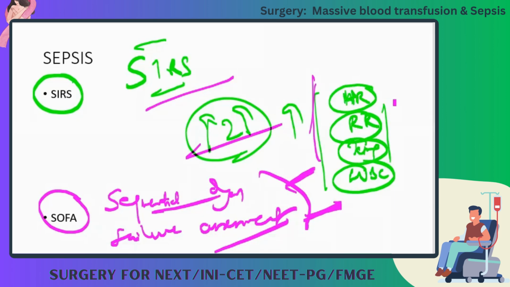And there is a score for sepsis, that is known as the SOFA score, sequential organ failure assessment score. No need to go into the details, just this much elaboration is enough. They may ask you, what is SOFA score? Sequential organ failure assessment score. Where is it used? It is used in sepsis.